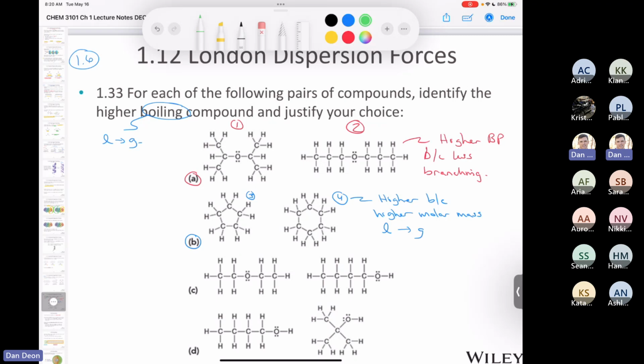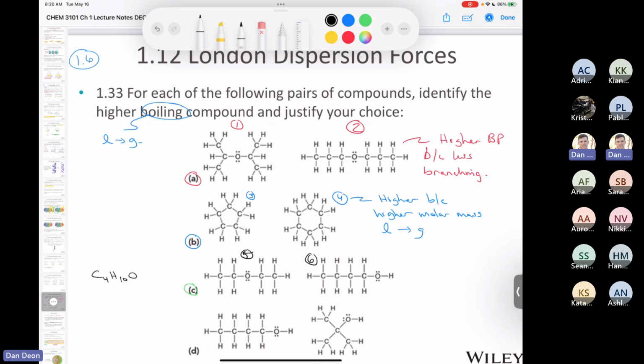Let's take a look at C. So we'll call this compound 5, and we'll call this one compound 6. So both of these compounds have the exact same molecular formula, right? Both are C4H10O. But which one of these is going to have a higher boiling point? Would it be, exactly? So it's going to be number 6.